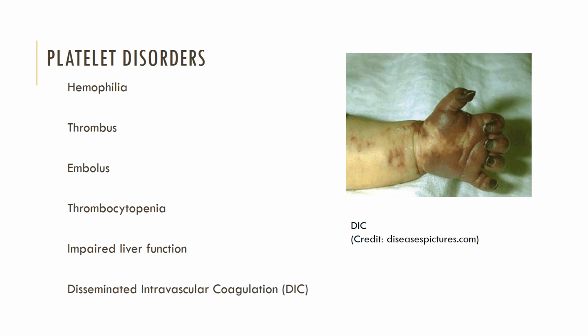Thrombocytopenia is where you have low numbers of circulating platelets, which can cause spontaneous bleeding. Another clotting disorder is impaired liver function, which results in vitamin K deficiencies and therefore impaired coagulation.